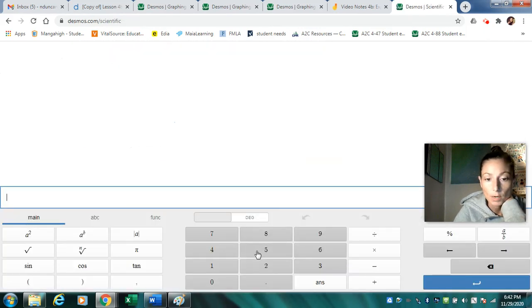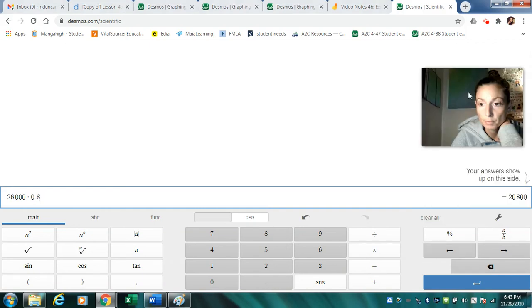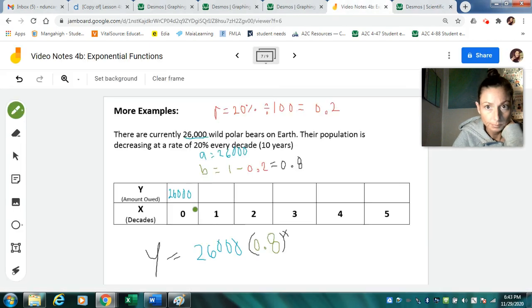Okay, so 26,000 polar bears, and we're multiplying it by 0.8, so 80% left after 10 years. So after 10 years, now there's 20,800 left.